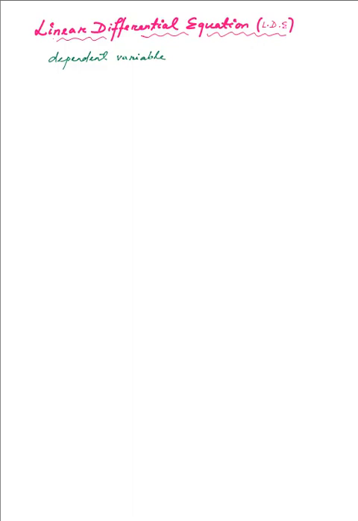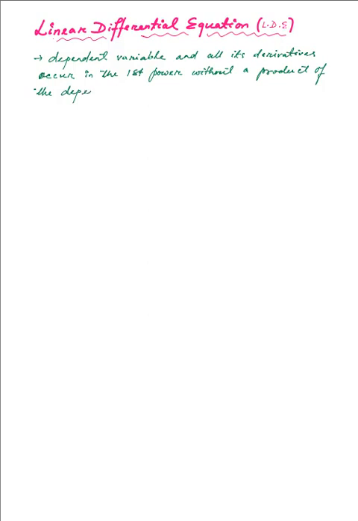So in this linear differential equation, what we are getting is that the dependent variable and all its derivatives occur in the first power, without a product of the dependent variable and a derivative. Now what does that mean?